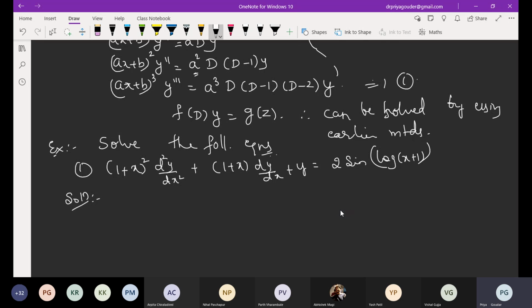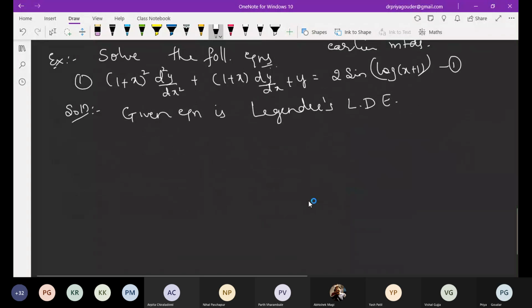Is it Cauchy's, is it Legendre's, or is it the first part with constant coefficients? Is it Legendre's or Cauchy's? It is Legendre's. If instead of 1 plus x it was x everywhere, we would have taken it as Cauchy, right? So the given equation is Legendre's. Don't start solving it. First you mention it: Legendre's linear differential equation or linear equation.